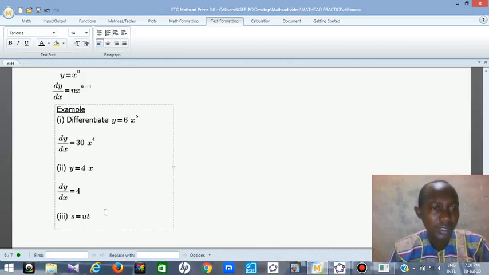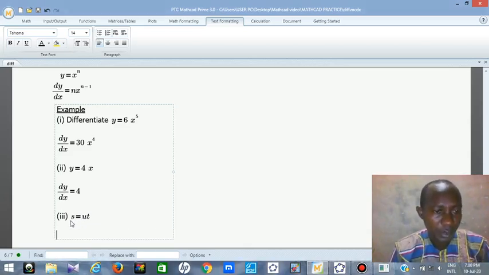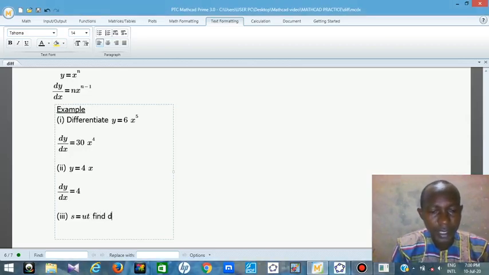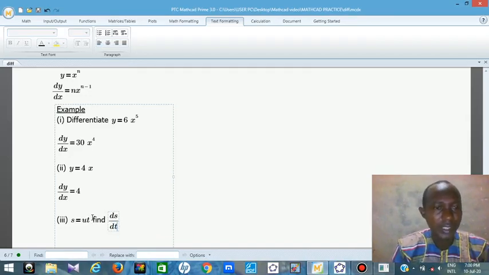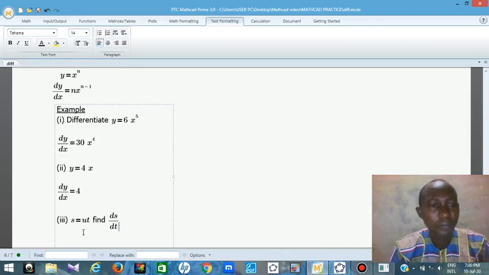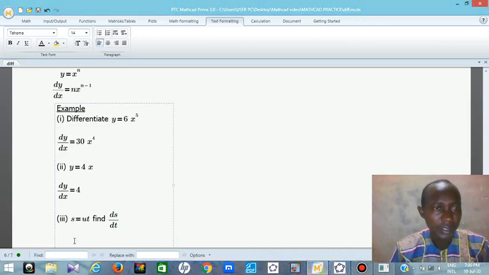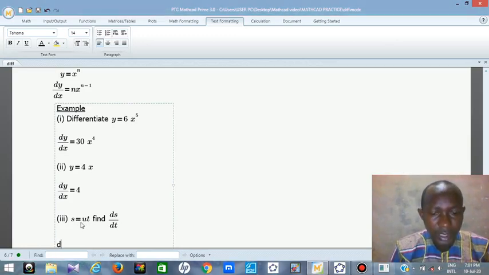So how do you differentiate something like this? This time around, it will no longer be dy. You want to differentiate s. Let's say you are differentiating s with respect to t. Let's say the question says find ds/dt. So how do you find ds/dt? All you need to do here is follow the basic rule. t is the denominator now, so you are differentiating s with respect to t. So you say ds/dt.